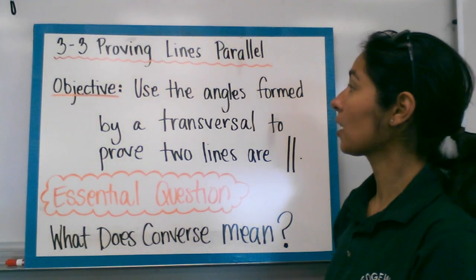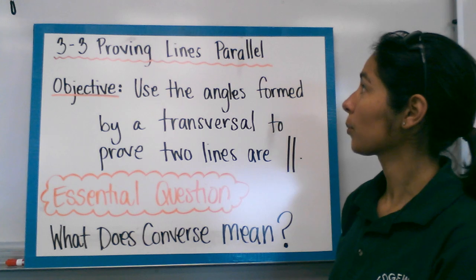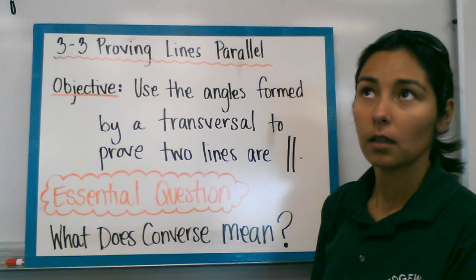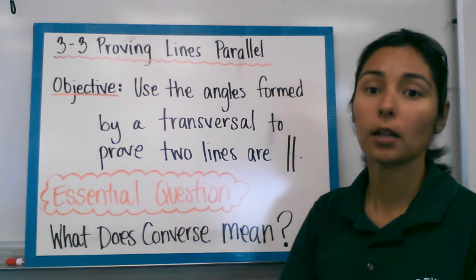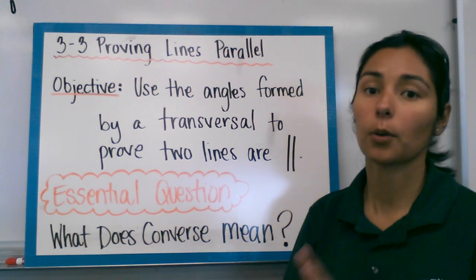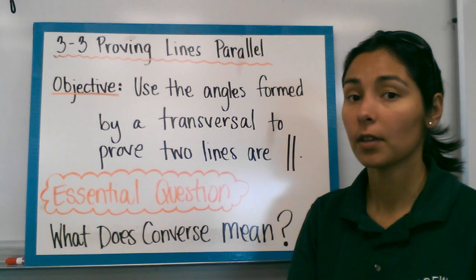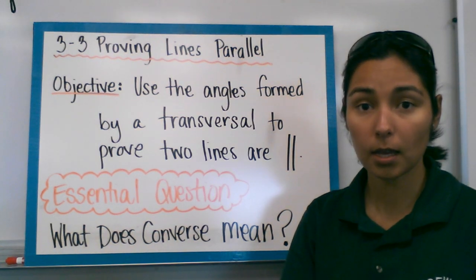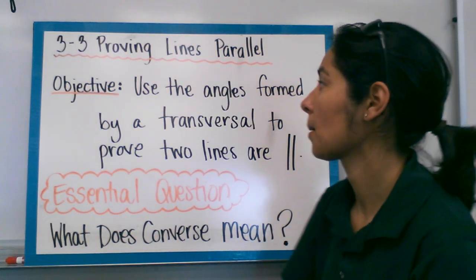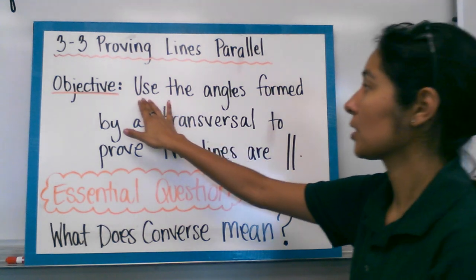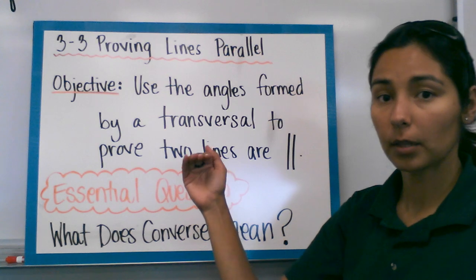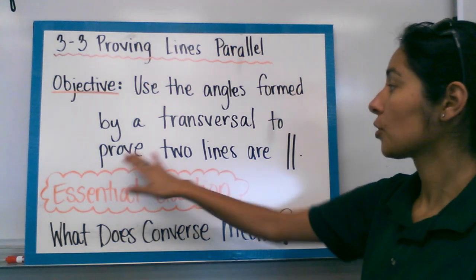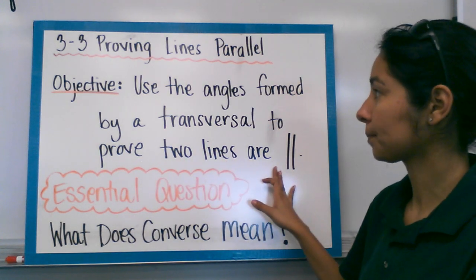Okay, today we're talking about Chapter 3, Section 3, Proving Lines Parallel. In 3.2, we talked about when lines are parallel, you can conclude certain things. Now we're going to go backwards. So if you have pieces of information about the angles, then you can tell that they're parallel. Your objective is to use the angles formed by a transversal, so still talking about the line that cuts through the parallel line, to prove that two lines are parallel.